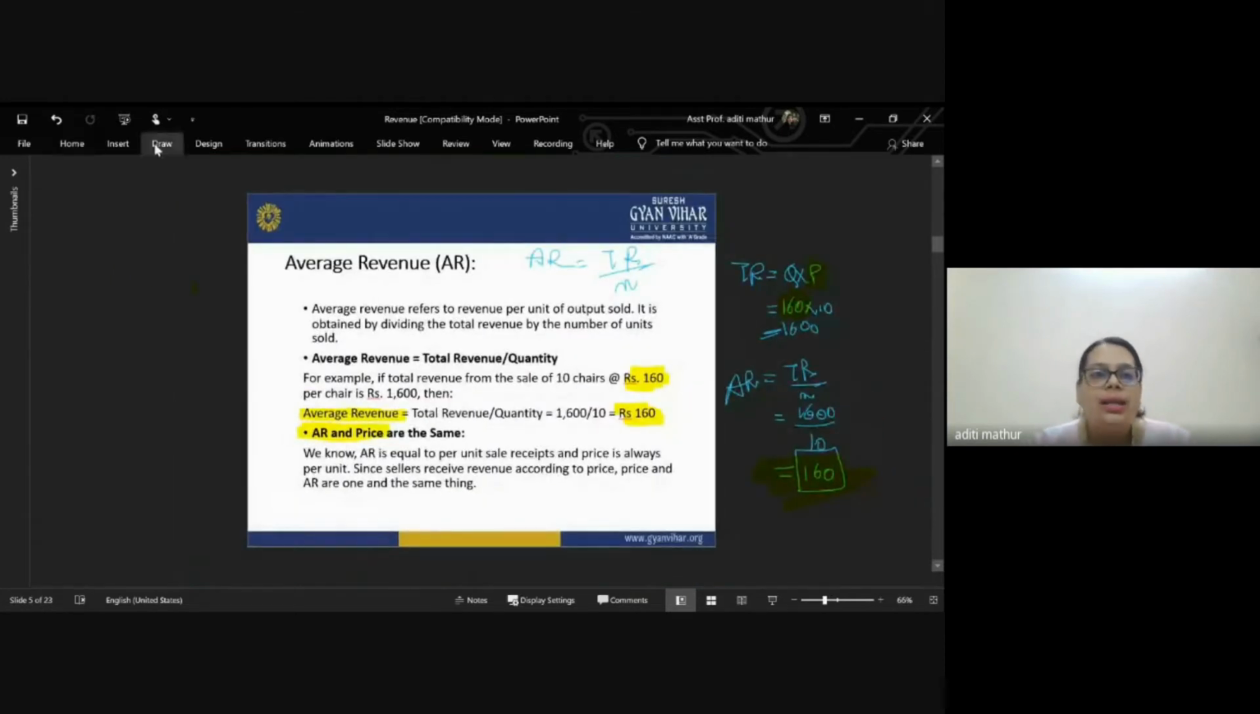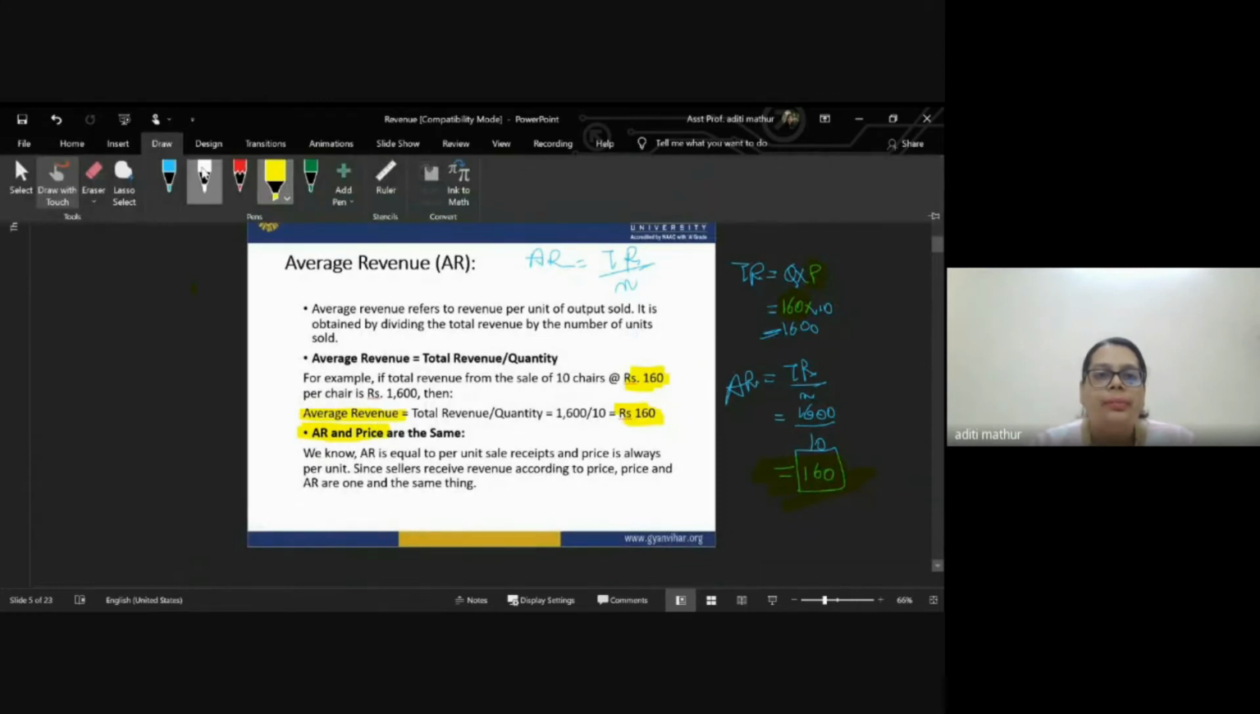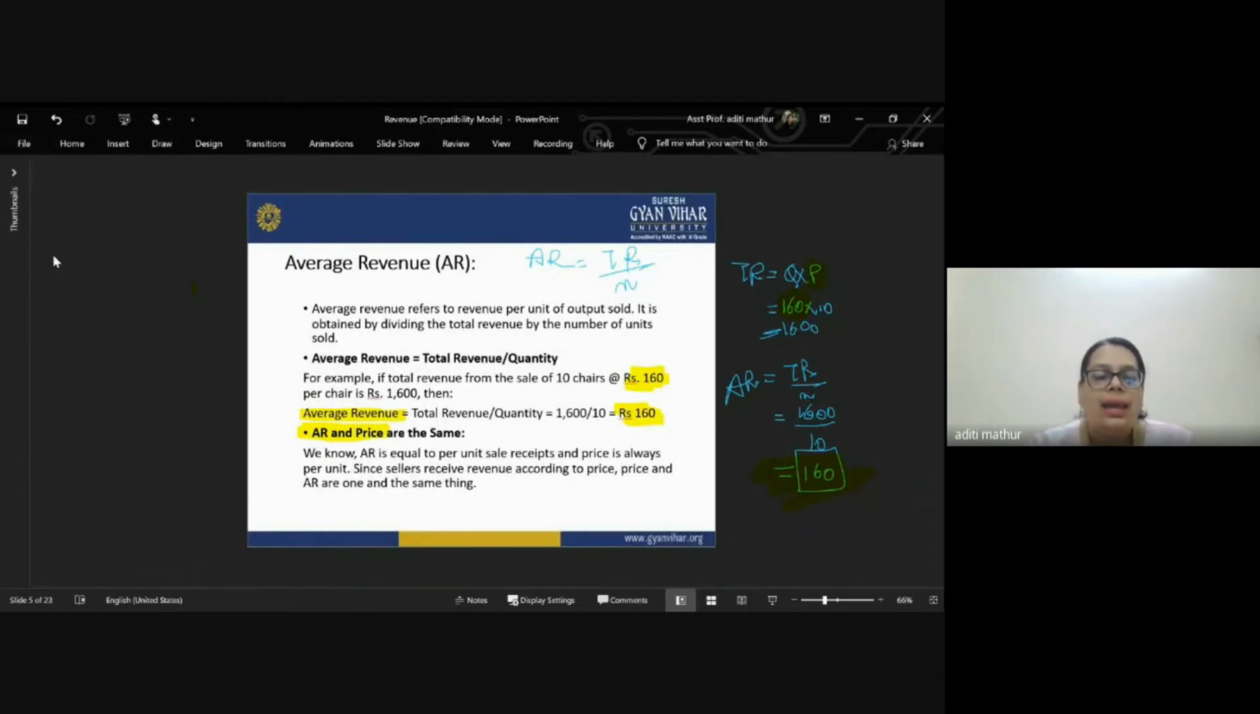So let us just continue the same example and say that we have 10 shares and we know that our average revenue is equal to 160, right? So how to calculate total revenue? It will be simple, that is quantity into average revenue, which will be 10 into 160, which is equal to again the same amount, that is 1600.